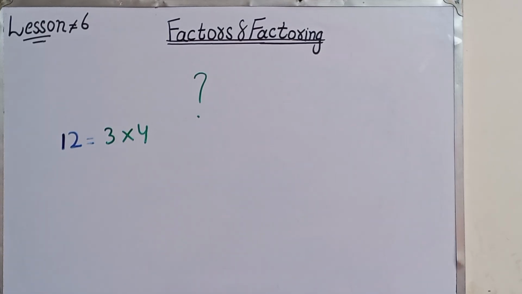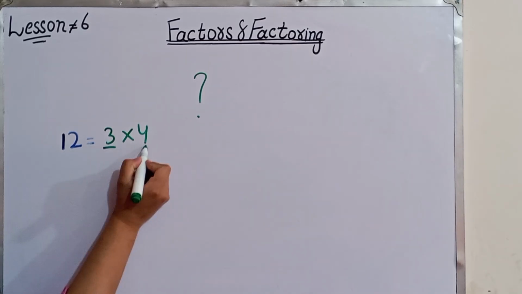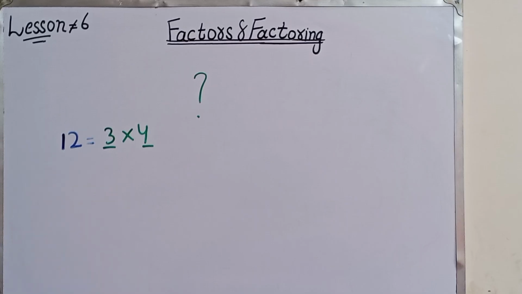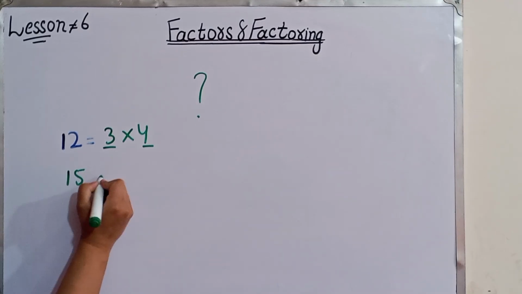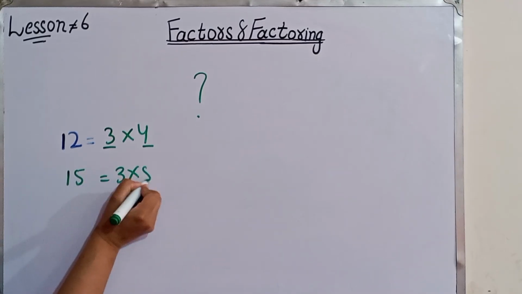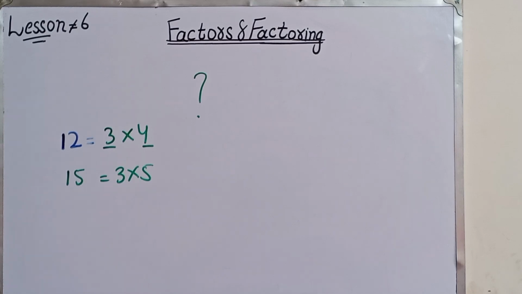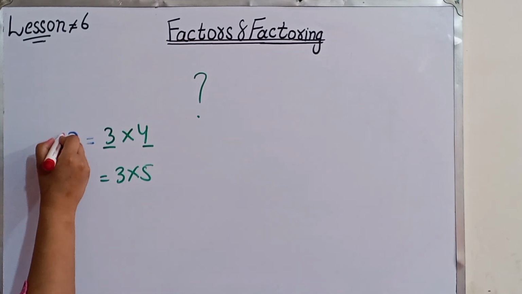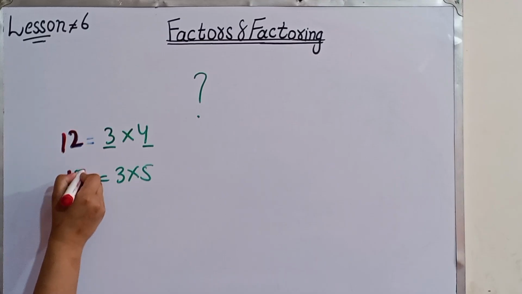Factoring means breaking numbers into parts and finding which numbers multiply to make it. We are breaking into parts and multiplying them. It's simply the reverse of multiplication. Example: 15. 3 multiplied by 5 is 15. And 3 multiplied by 4 is 12.